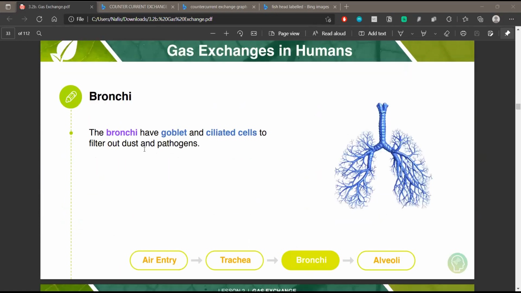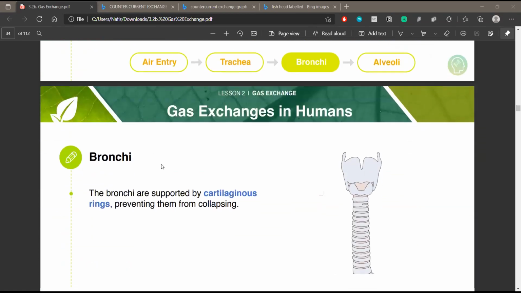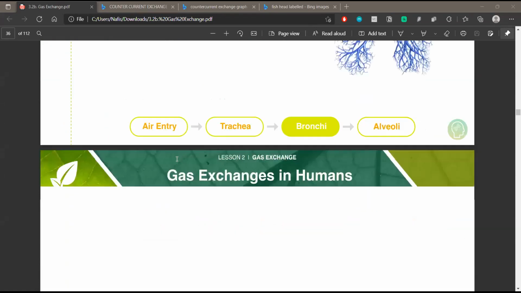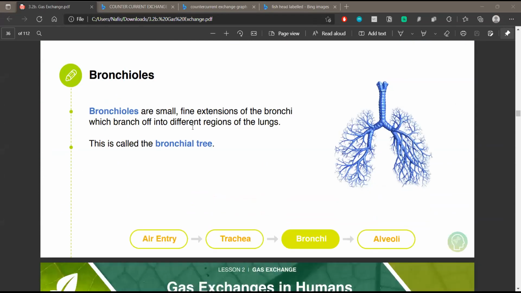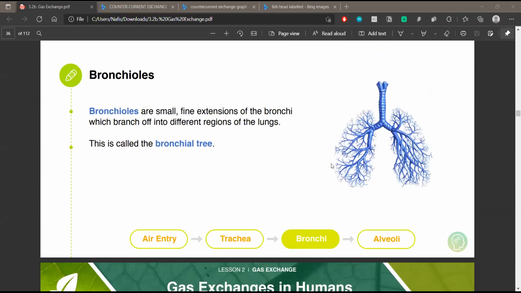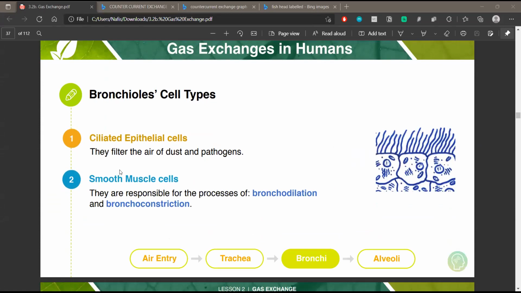Then the bronchi have goblet and ciliated cells to filter out dust and pathogens. The bronchi are supported by cartilaginous rings, which prevent them from collapsing. And then the bronchi split into bronchioles, which are small, fine extensions of the bronchi that branch into different regions of the lungs, which creates what is called the bronchial tree, because it looks like a tree with its central branches and then the leaves coming off the end.